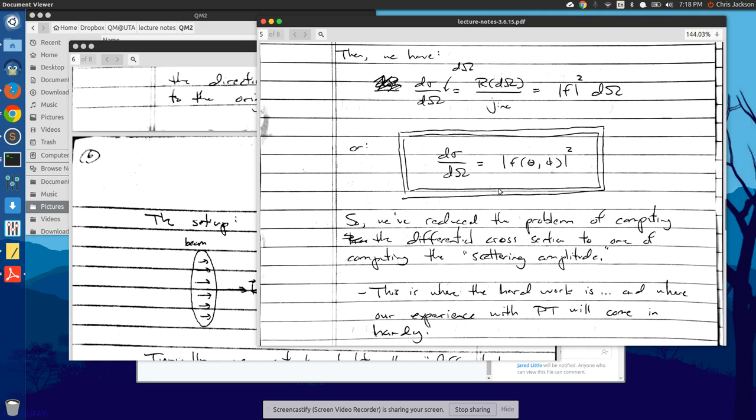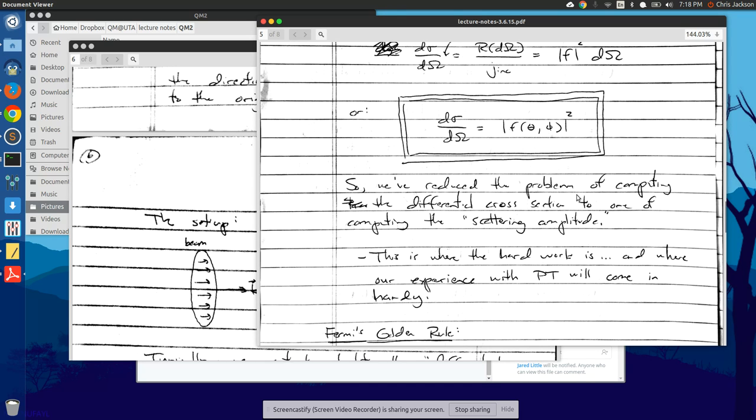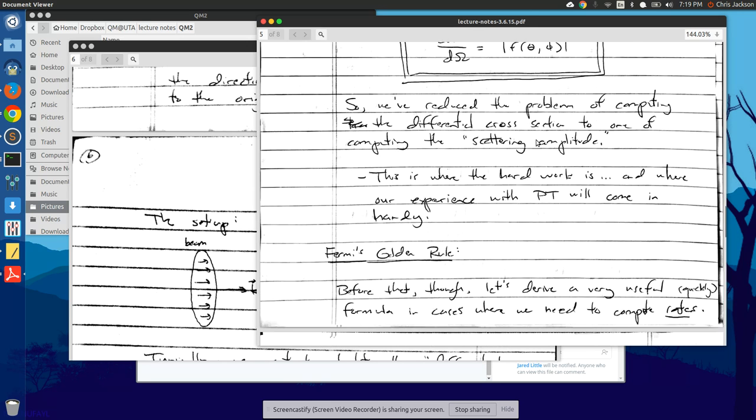Okay, and you'll see this should be etched into your brain because we're going to go back to it time and time again anytime that we need to compute scattering cross section. Right, all the work, this is the easy part, right? All the work's going to go into computing this thing, right? This is where our perturbation theory and stuff is going to come in handy. Okay, and we'll derive a whole kind of recipe or algorithm to computing this guy F.